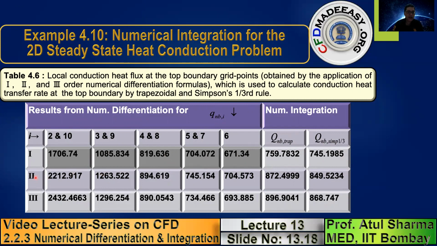If we take numerical differentiation by second order backward differencing, then these are the heat fluxes. When you use these heat fluxes to do numerical integration by trapezoidal rule, you get this answer, and by Simpson's 1/3, you get this value. So this shows the total rate of heat transfer obtained by trapezoidal rule and Simpson's 1/3 rule using three different types of heat fluxes: those obtained by first order, second order, and third order numerical differentiation.